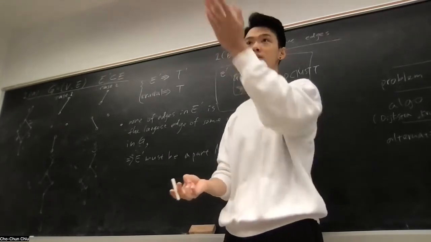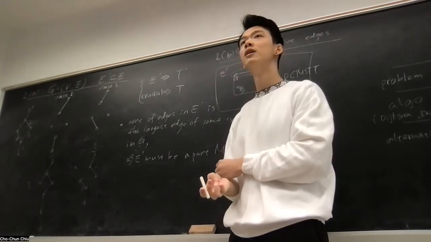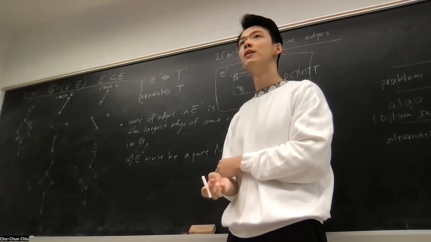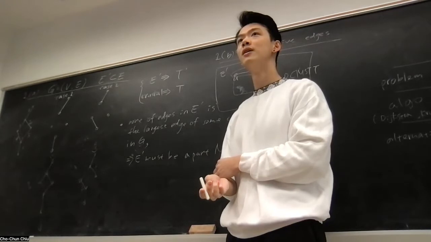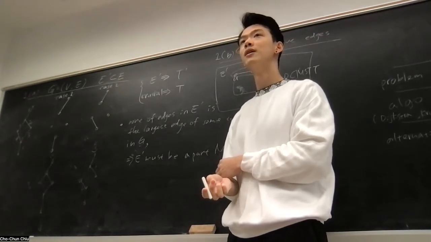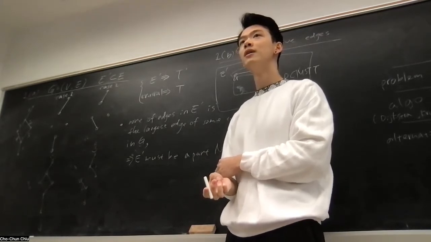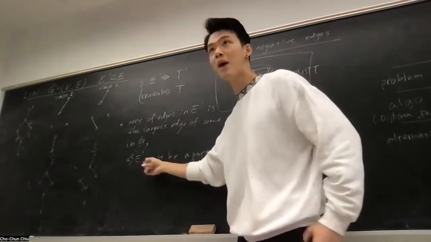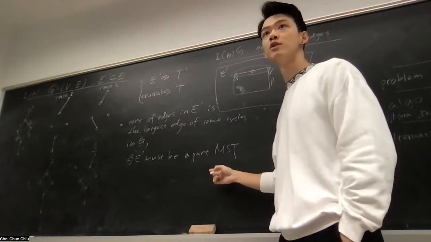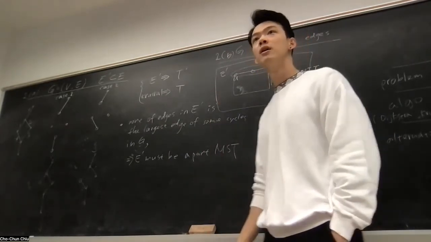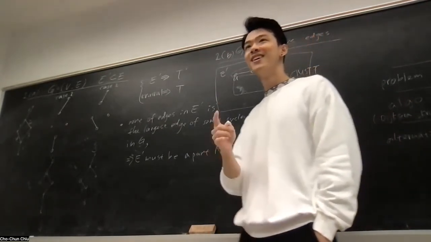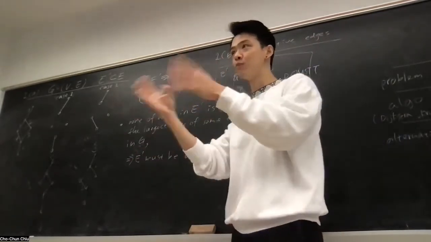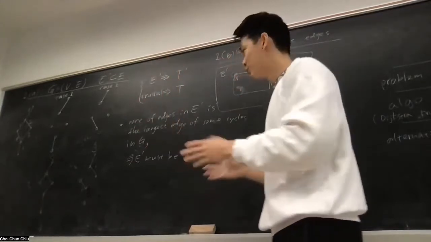Not precisely correct. Maybe the edges in E prime are not small enough to be in the MST. We know that by this condition, E prime must be part of the MST. Must be, right? Okay. There might be more than one possible MST. Yeah, that's right. They contain E prime, right? But at the end, they probably have different edges.